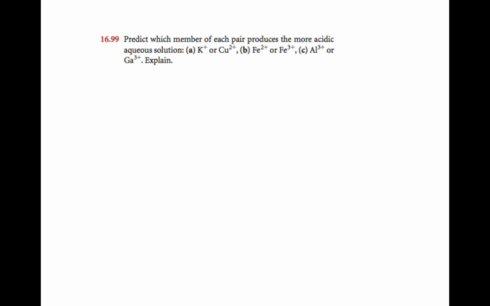All right, problem 99, we dealt with this in an earlier problem, right? Predict which member of each pair produces a more acidic solution. The answer to this is the more highly charged the cation, the more the electrons get pulled away when you form a hydrate. I don't think you form a hydrate with a +1 charge, right? So potassium ion doesn't do this with water, but the copper 2 does. So copper 2 is more highly charged, so it'll pull electrons more toward itself when it hydrates with water.